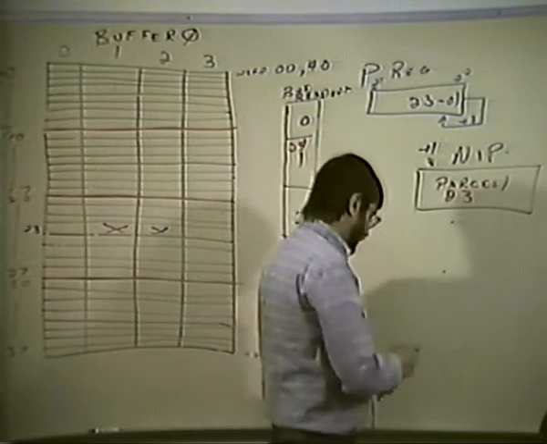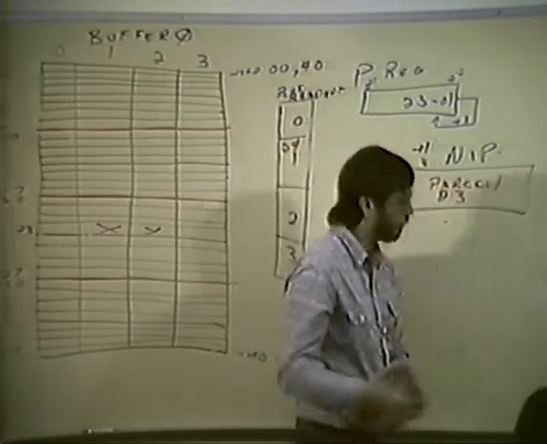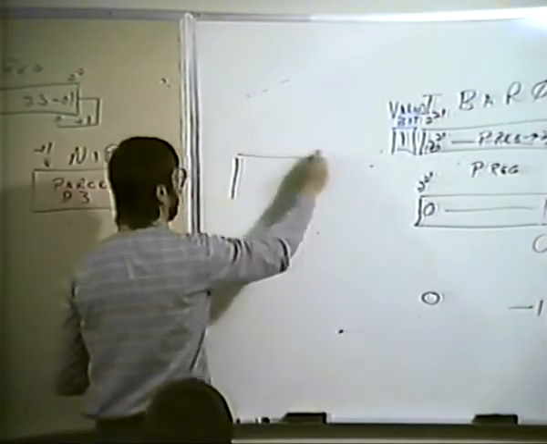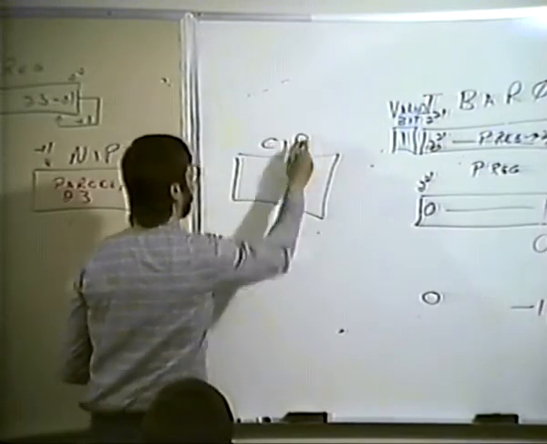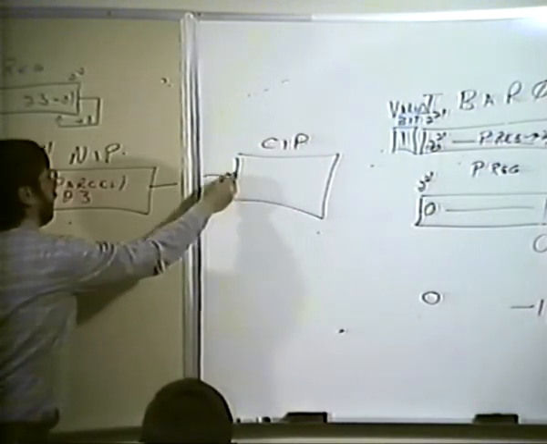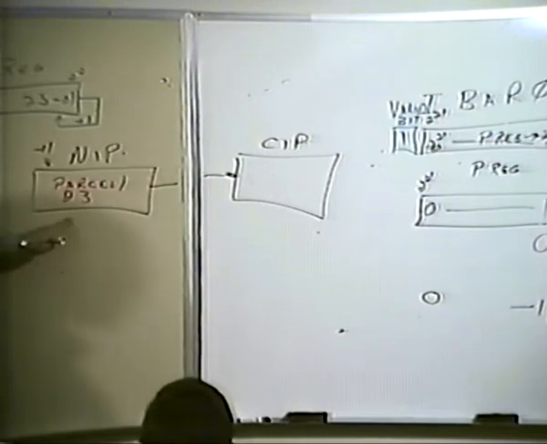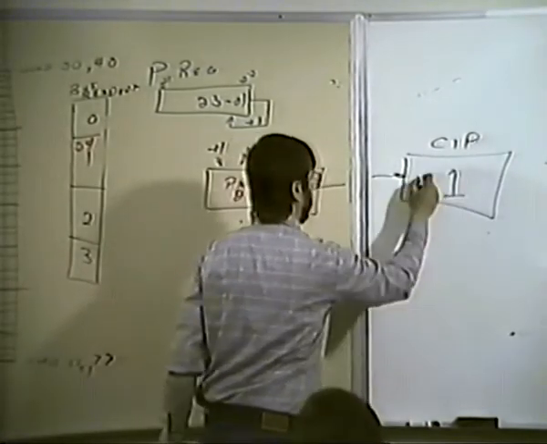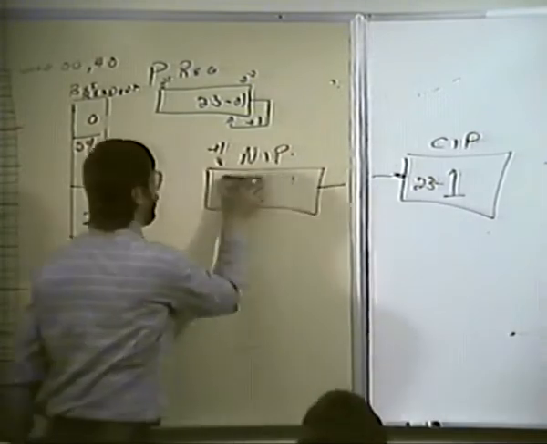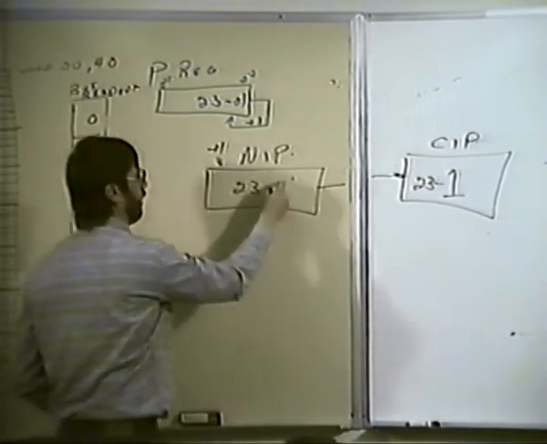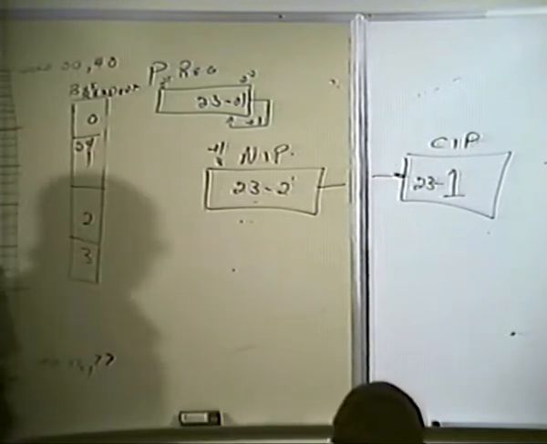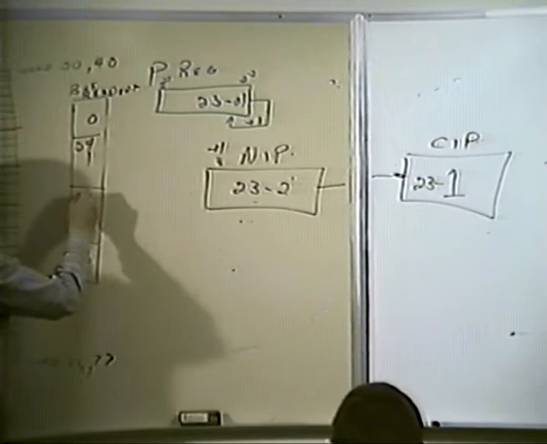I'm going to keep advancing this parcel 1. I'm going to move it and advance it to CIP. I'm going to then have 23-2 in NIP. And since I've taken 23-2 off of here, he says there's no need to keep 23-2 here any longer. I'll go and I'll increment to 24-2.